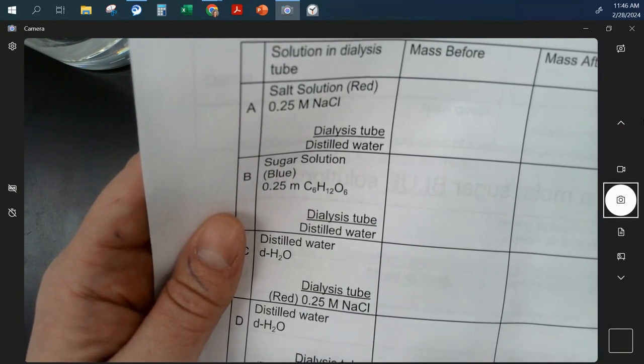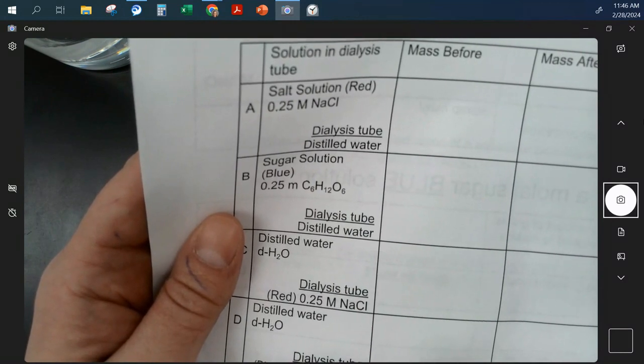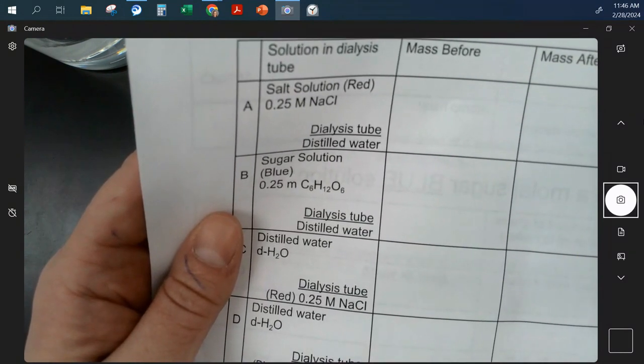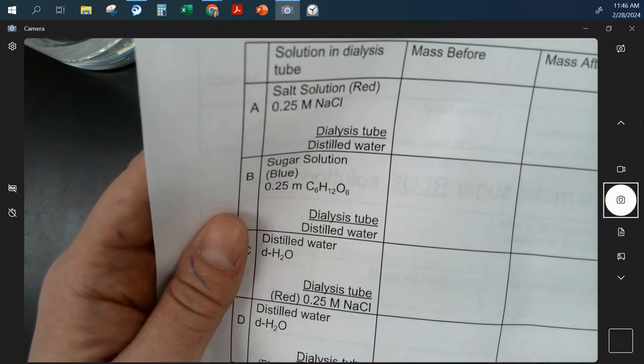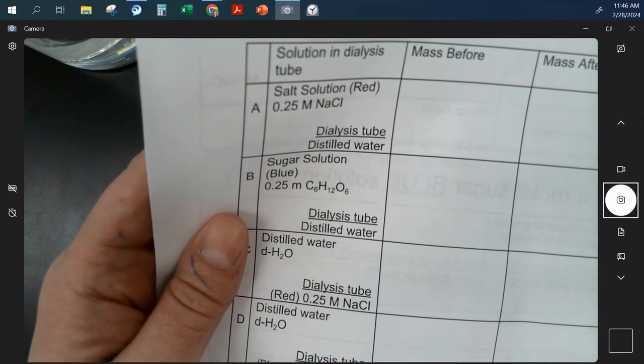If you don't have an hour, then you'll have to come after school to weigh it. If you can't come after school, then you'll have to come on, you guys have this on Friday. Then you'll have to come on Monday during flex and weigh the samples.